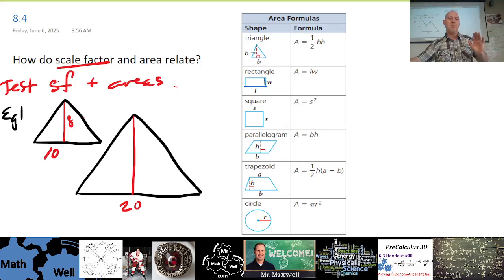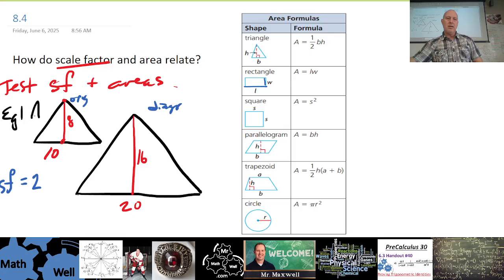This is the same part, the height of the triangle with 10 as the base. This is the line emanating from the base of 10 going up to the vertex opposite. So yes, this is 16. If this is times 2 to get this one, then this is times 2 to get this one. So what do we have as a scale factor here? If this is the original, and this is the diagram, it's getting bigger, so the scale factor is 2. We good with that? All right, now let's test what the areas are.